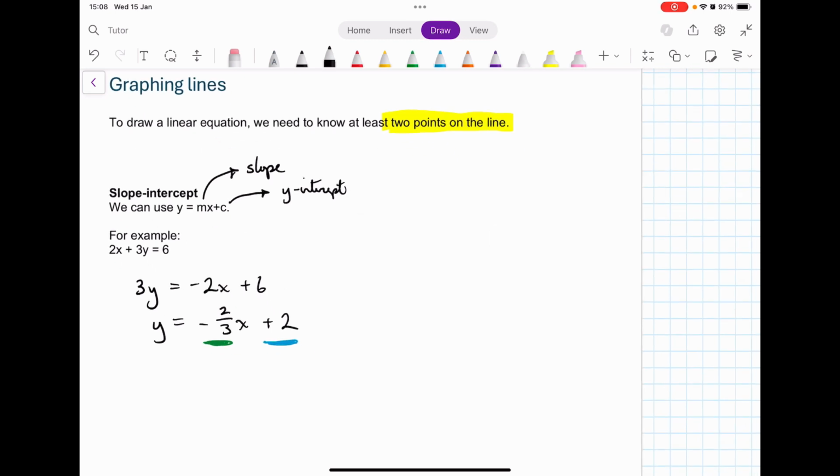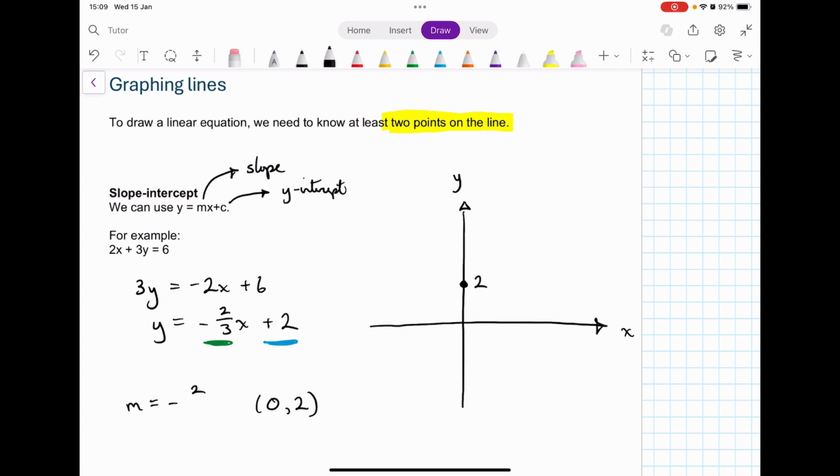So on a graph, it would look something like this. So if you have graph paper, this will be more accurate, but you just have to bear with me here. But we'll just get a general idea of what this line looks like. So the y-intercept would have the coordinates 0, 2, right? Because every point on the y-intercept will have an x-coordinate of 0. So you have the y-intercept, which will be approximately here. And then the slope of this line is equal to minus 2/3.